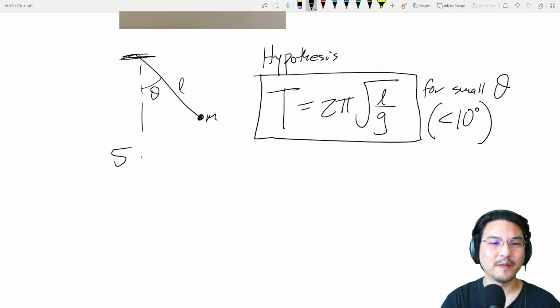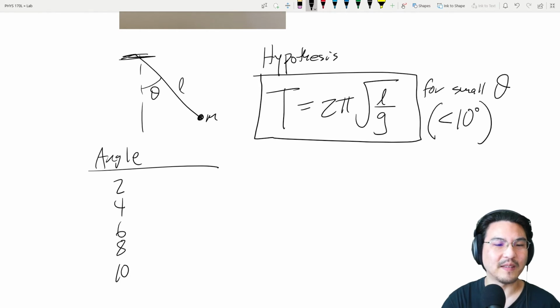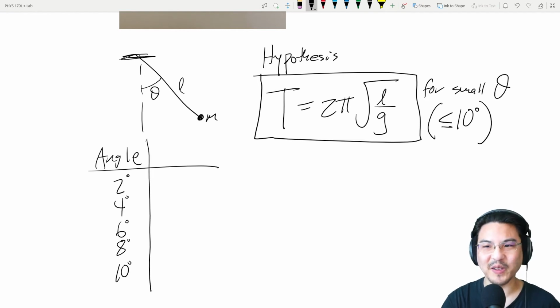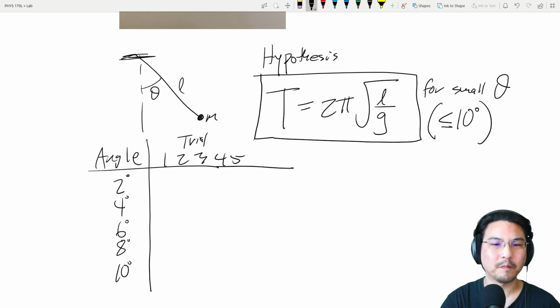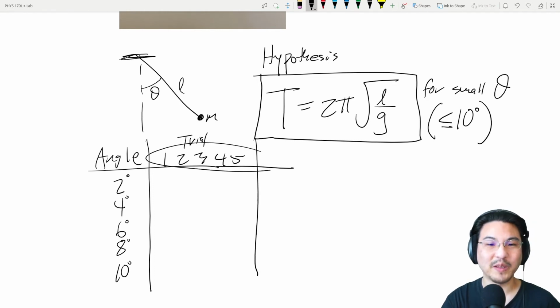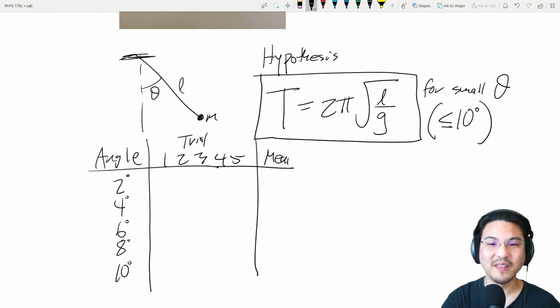So if you do 5 angles, 5 trials each, I'll just make it like a table. So let's say you go 2, 4, 6, 8, 10. Right, so that's 5 different angles. And then we're trying to, let's say, less than or equal to 10. And then 5 trials each. So let's say trial 1, 2, 3, 4, 5. And then we want multiple trials because you want to take the mean and then the standard deviation.